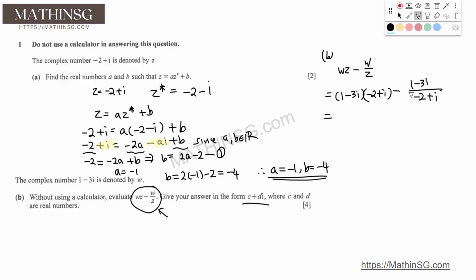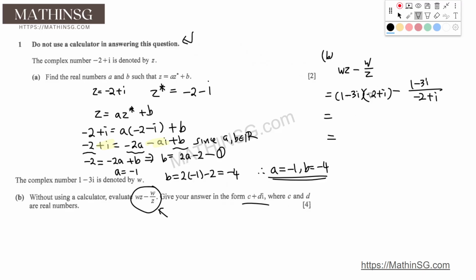And if you have no time, just type in what this value is in the GC, then what this value is from the GC, and then again type the whole thing and evaluate with your GC. That's it. You can get your 4 marks. But you need to show that you didn't use the calculator in some way, so you need to show some working.